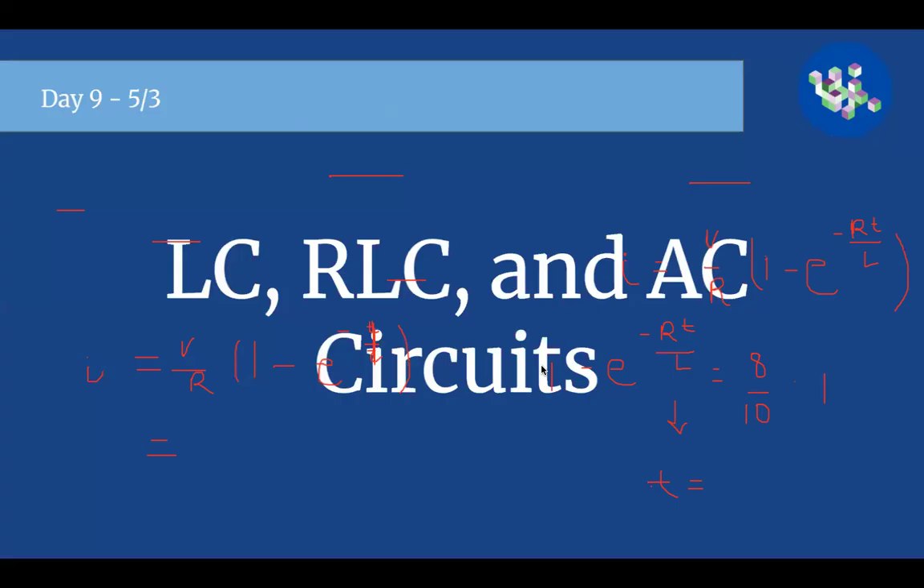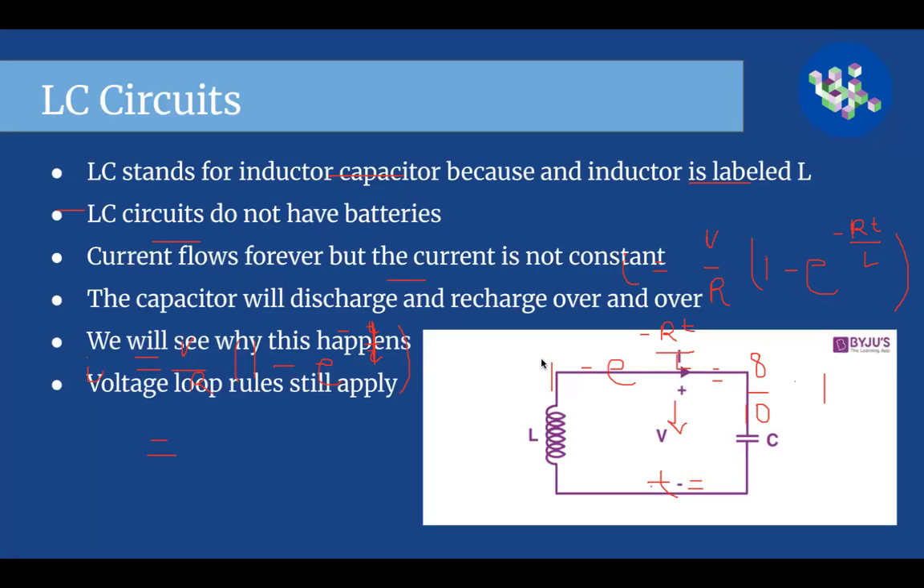So next slide. We have LC, RLC, and AC circuits. We'll begin with LC circuits. We covered RL and we covered RC. RL was a resistor and inductor, RC is a resistor and capacitor. Now we can combine the L and the C for an LC circuit with an inductor and a capacitor.